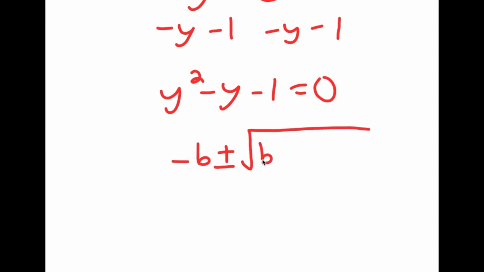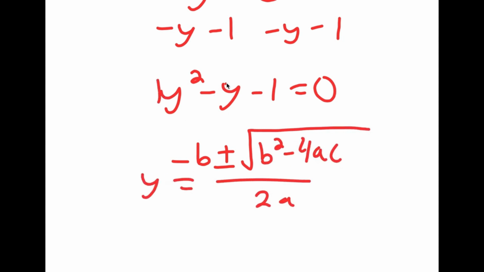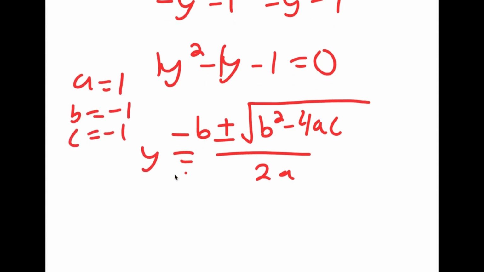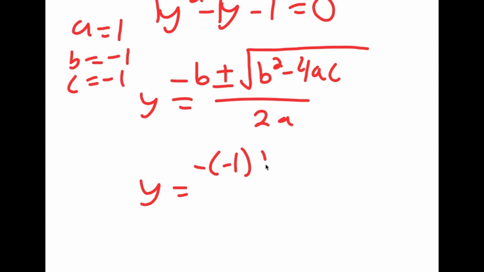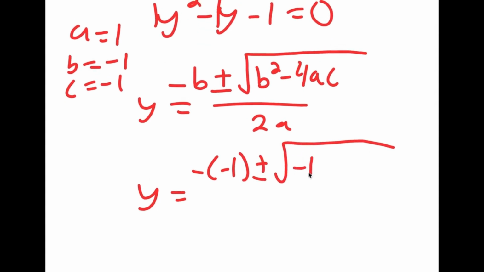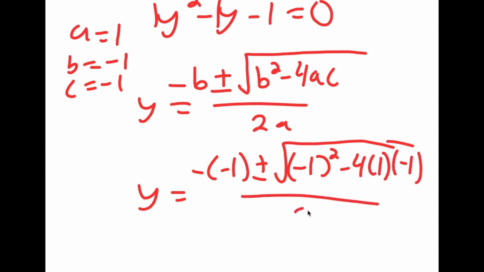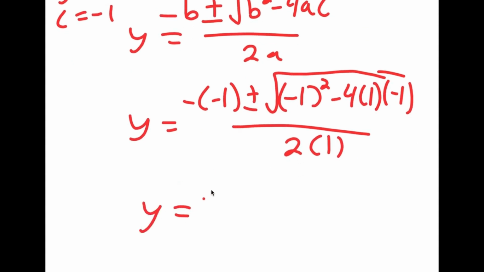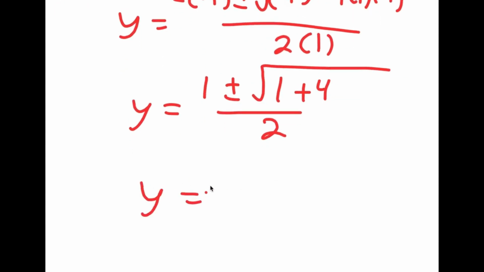So I get a quadratic equation, and to solve this, I'm going to use the quadratic formula, which is negative b plus or minus the square root of b squared minus 4ac all over 2a. So in this case, a is 1, b is negative 1, and c is negative 1. So I get y is equal to negative of negative 1 plus or minus the square root of b squared, which is negative 1 squared, minus 4 times a times c, which is negative 1, all over 2a, so 2 times 1. This is equal to 1 plus or minus the square root of negative 1 squared, which is 1, minus 4 times 1 times negative 1, which is plus 4, all over 2, which is equal to 1 plus or minus the square root of 5 over 2.